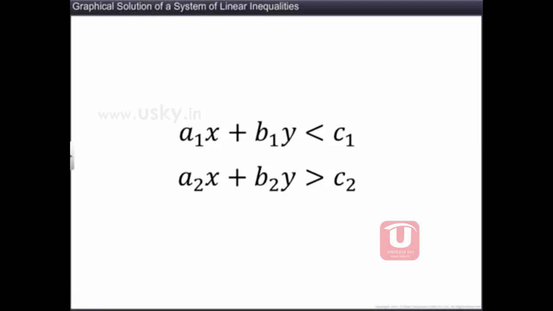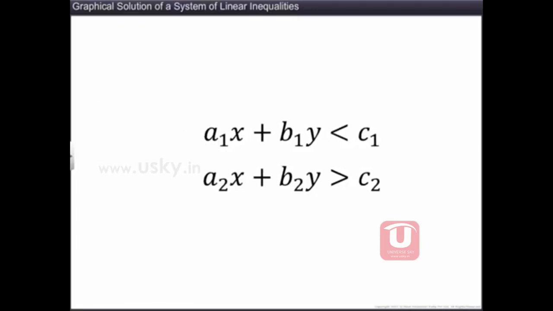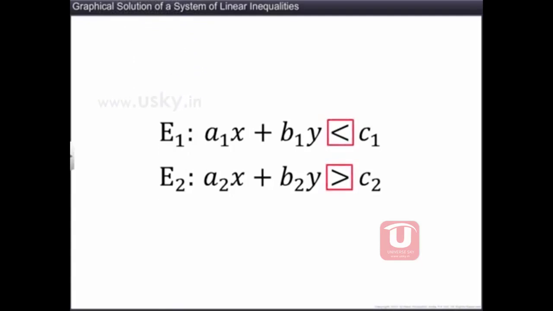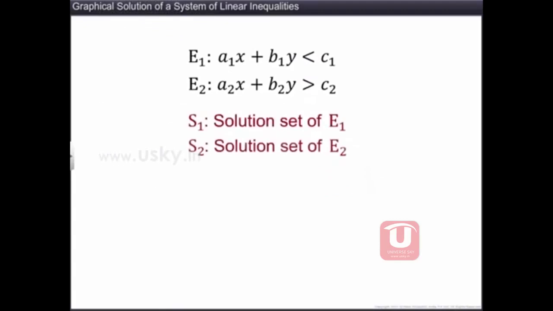Let's consider two linear inequalities in two variables, E1 and E2. It doesn't matter for the purpose of our discussion whether the symbol is greater than or less than, as long as they are inequalities. Let the solution sets of the inequalities E1 and E2 be S1 and S2 respectively. If S1 and S2 have some solutions in common, then S1 intersection S2 is the solution region of both the inequalities.